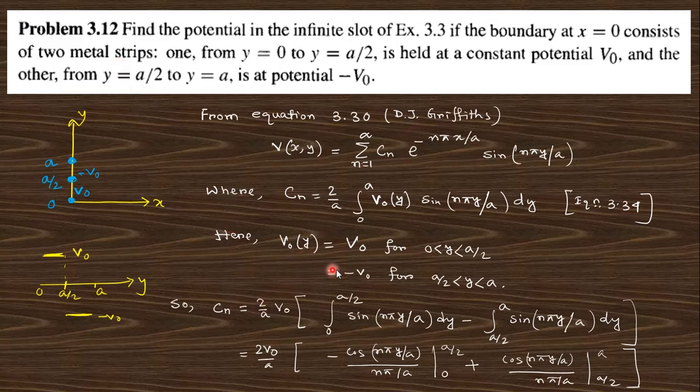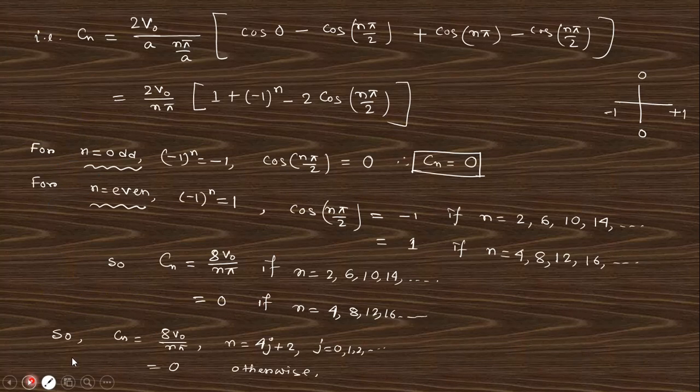Here V0(y) is V0 for 0 to a/2 and minus V0 for a/2 to a. Now we can find the value of Cn using this condition: putting V0 from 0 to a/2 and minus V0 from a/2 to a, taking V0 as common. This is positive and this is negative, and integrating sine gives minus cosine. Putting in the limits, you get this relation, where cos n pi is minus 1 to the power n, and these are written here.